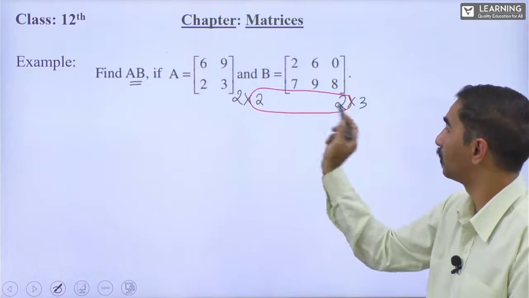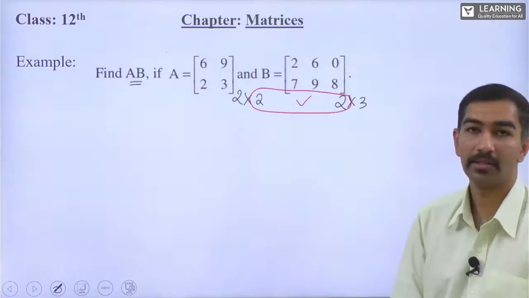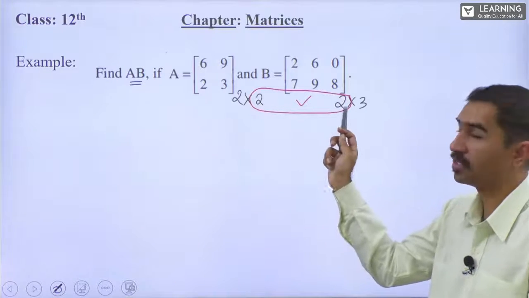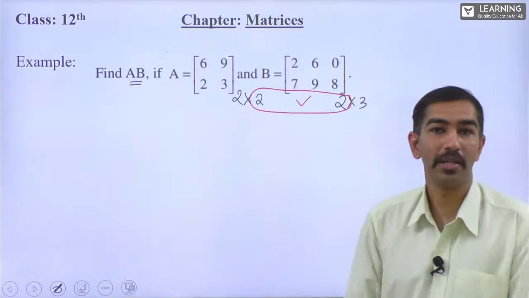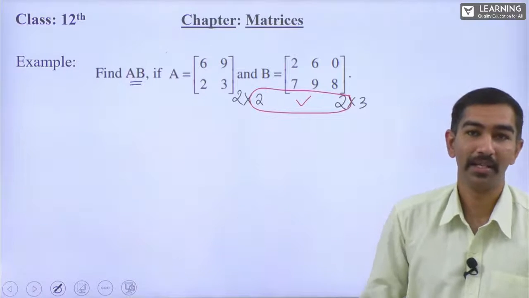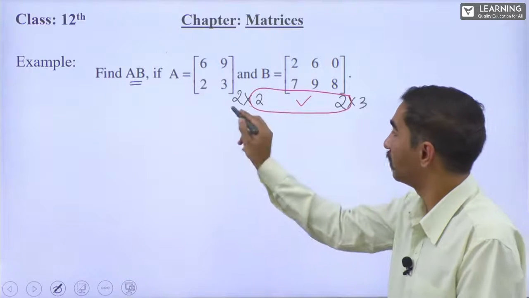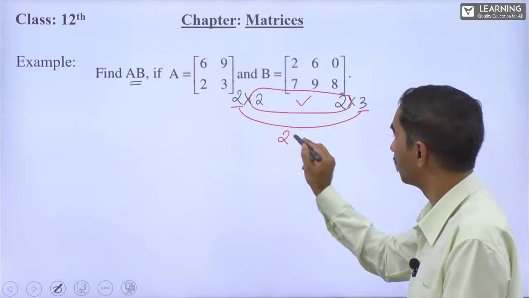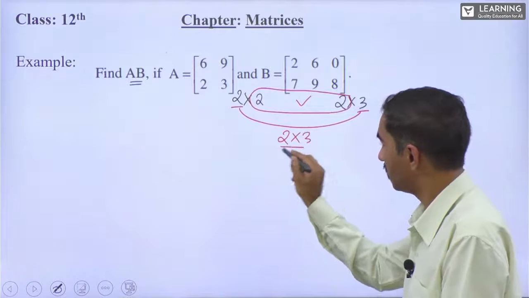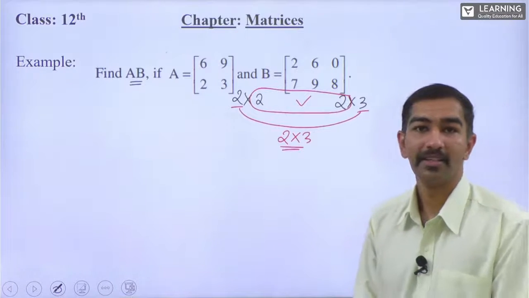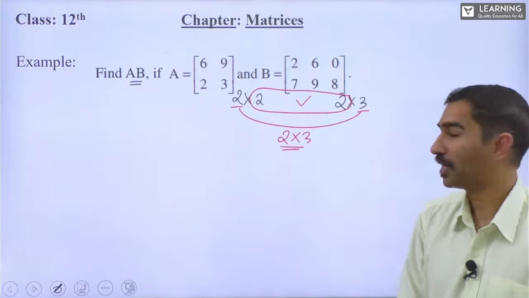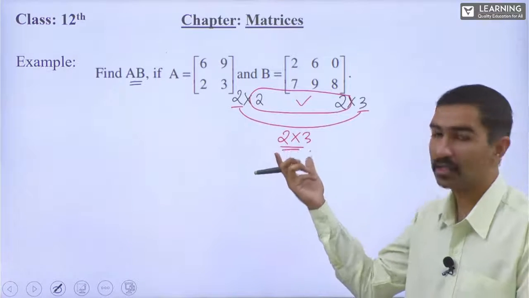Can we multiply them? Yes, we can multiply, because the number of columns in A is equal to the number of rows in B. Then we can do what, students? Matrix multiplication can be successfully carried out. Now what are the other two numbers here? 2 and 3. So here we'll be getting 2 cross 3. What is this 2 cross 3 representing? This 2 cross 3 is representing the order of the product.